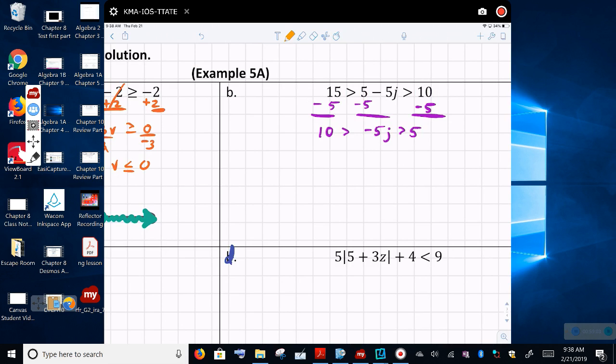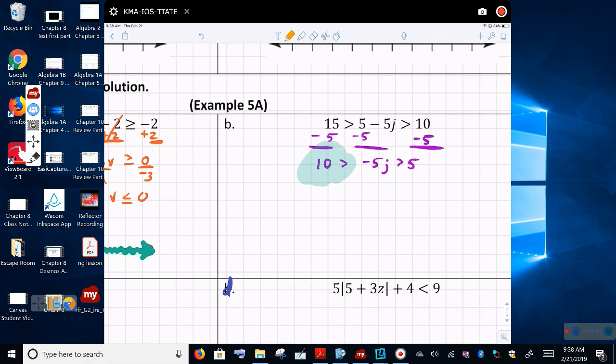Well, what would you do if this was not even there? Not add 5. Like if it said just -5j is equal to 5. What would you do there? Divide both sides by -5, right? So I'm going to do the same thing here. I'm going to get rid of some of this stuff. I'm going to divide this by -5, and then I will divide this by -5, but I also have to divide this by -5.